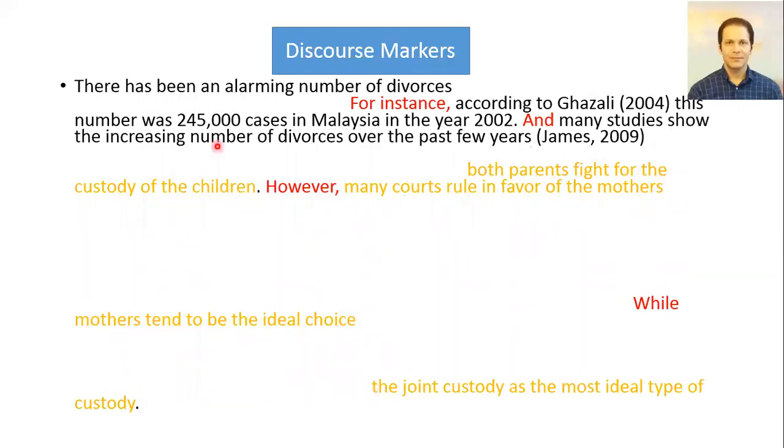So here you can see the differences, the functions of the discourse markers. There has been an alarming number of divorces, for instance, and here I give an example, and here I give another example. And here both parents fight for the custody of the children. However, only mothers win. While many people believe that mothers tend to be the ideal choice, from my point of view, the joint custody is the most ideal type of custody.